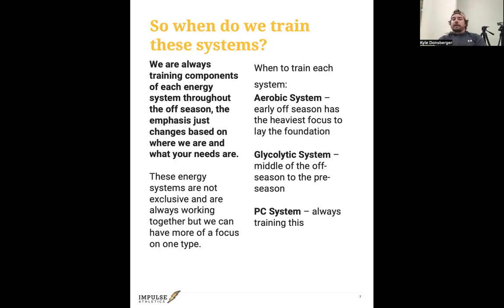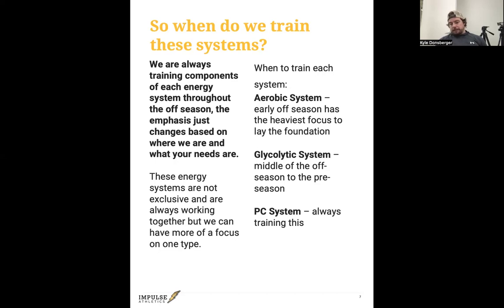Okay. And then we get into the glycolytic system in the middle of the off season to the preseason. So this is where we're working on that quick burst with less recovery time. So you have to grind through it, because this is your ability to recover. The faster you can recover from this.